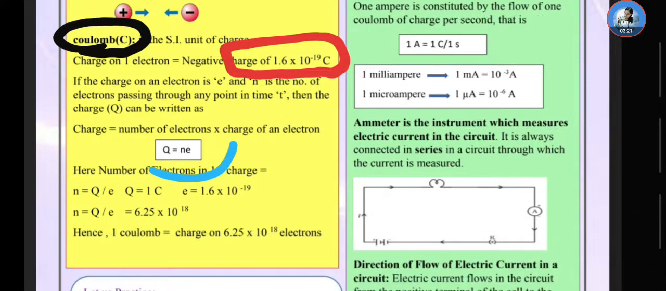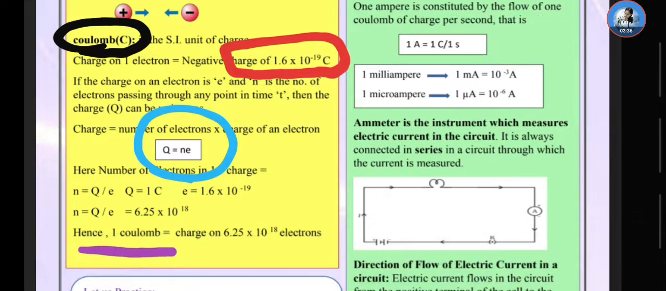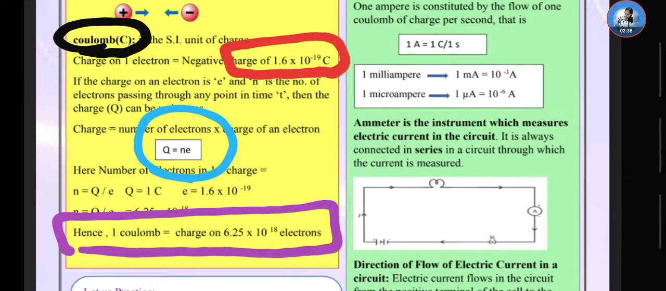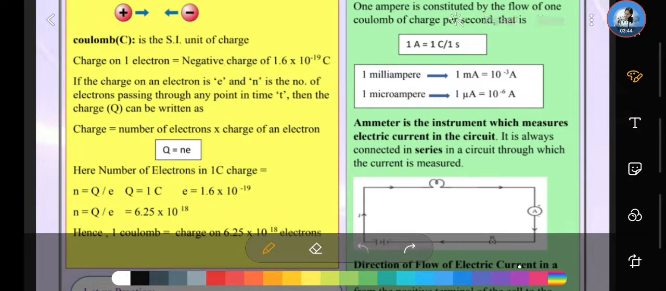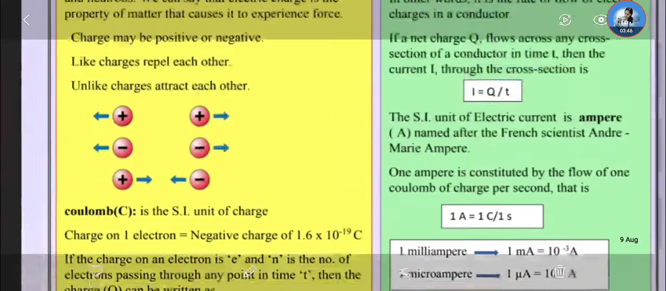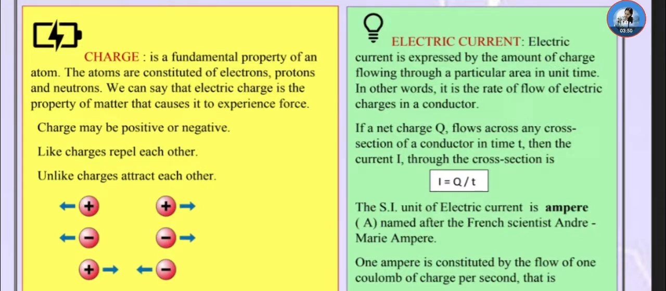By the formula Q = Ne, we can easily calculate the total amount of charge. Q is the total charge, N is the number of electrons, and e is the charge on an electron. By this formula, you can easily calculate that 1 coulomb equals 6.25 × 10^18 electrons. Got it? Now it's time to move on to our interesting topic, electric current.